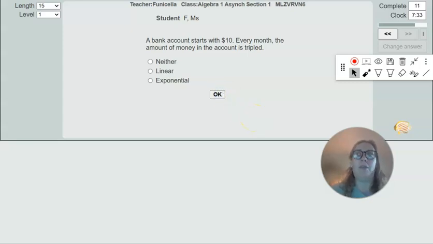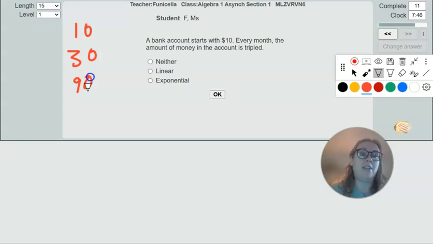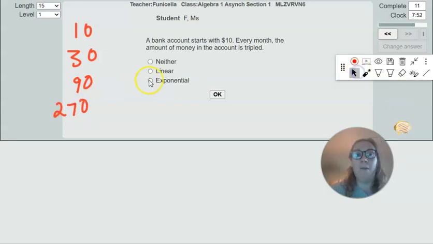A bank account starts with $10 every month, and then it is tripled. So this is a multiplier of 3. So if it starts with 10 and then it's tripled, then we'll be at 30. And then it's tripled again, so then we're at 90. And then it's tripled again, so we're at 270. So we see it getting big quicker. That's because it's growing at an exponential rate.